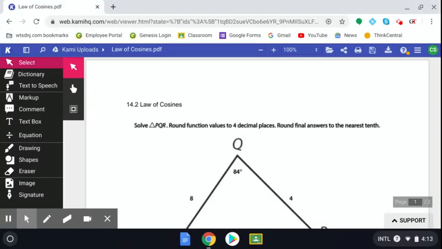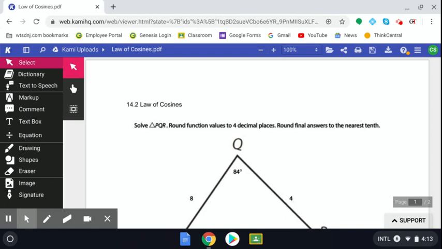I decided to make a video for section 14.2, which is Law of Cosines, to show you how I usually use the Law of Cosines to solve known right triangles. So I copied two problems from the assignment that you're going to have to complete. I am going to do both of them here, and hopefully that is going to help you approach this.